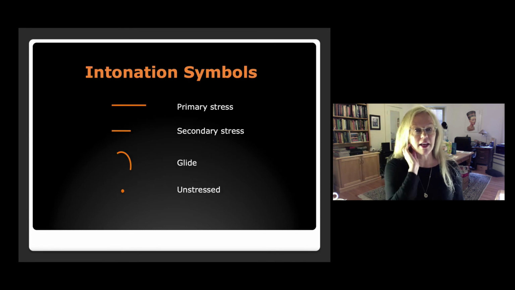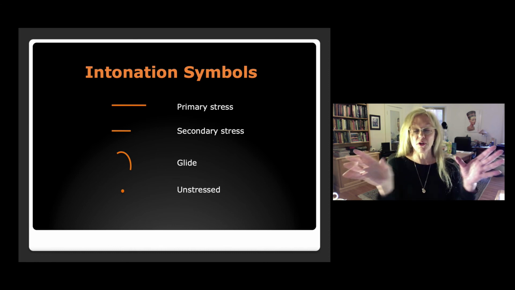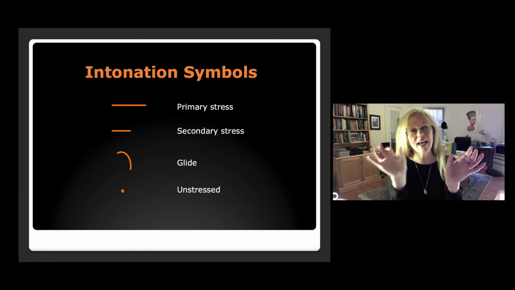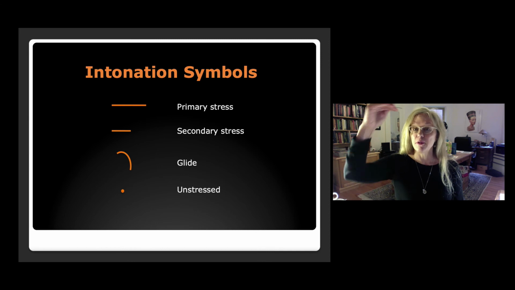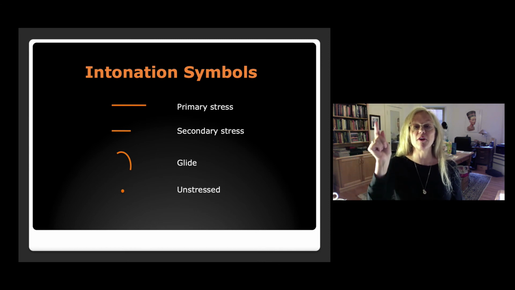So now let's look at the intonation symbols that we'll use, and you'll see in your workbooks. The intonation symbols are 4. And if a part of a word or a syllable has primary stress, is the stressed syllable of a word, we put a line over it. If there's a very long word, there might be another syllable that's kind of stressed. We call it secondary stress. It has a shorter line. And there might be a syllable that has a glide. That means we're going from high to low, just like a waterfall.